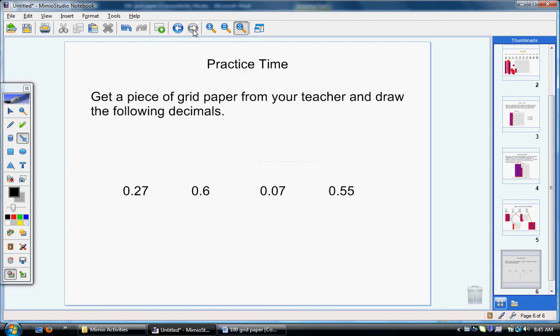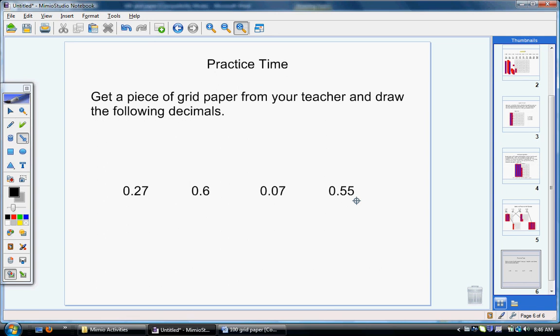Now it's time for you to practice. You need to please go get a piece of grid paper from your teacher and practice drawing each one of these decimals. 27 hundredths, 6 tenths, 7 hundredths, 55 hundredths. Remember the strategies that we learned. If you're not sure whether or not it's a square or a row, add a 0 to the end and see if that helps. Also think about breaking up these decimals into tenths and hundredths so that you know how many rows to color in and how many squares.